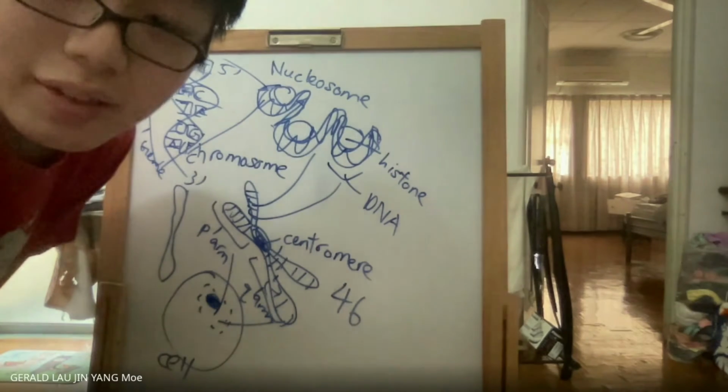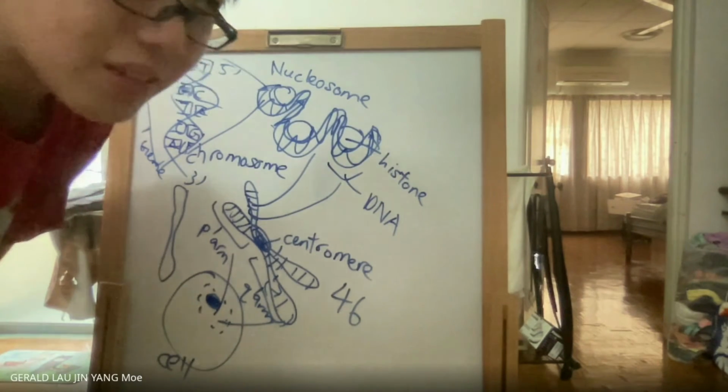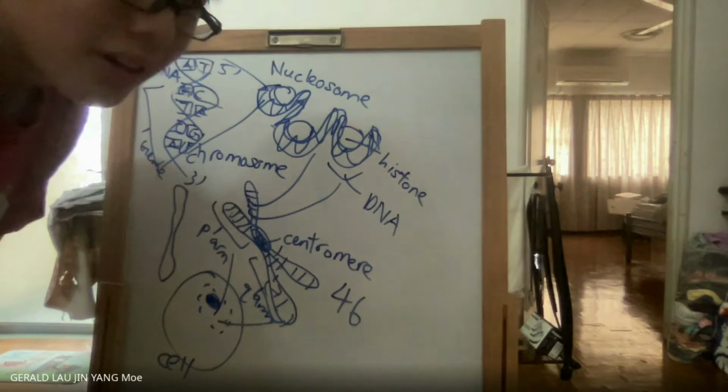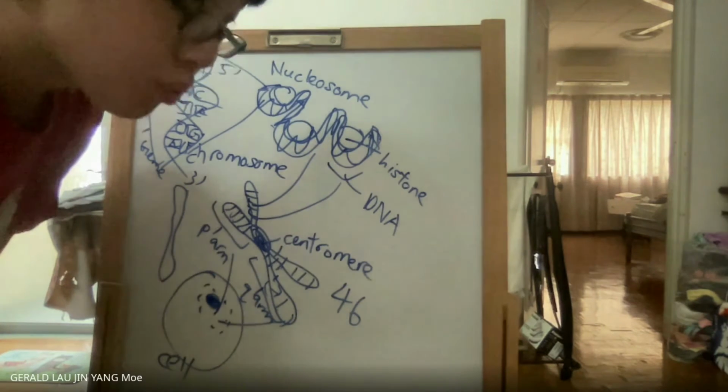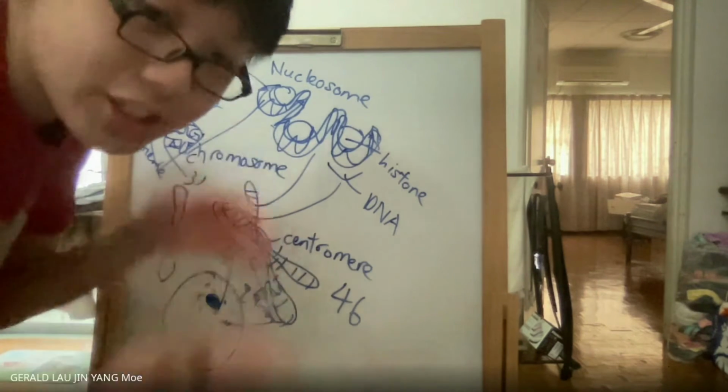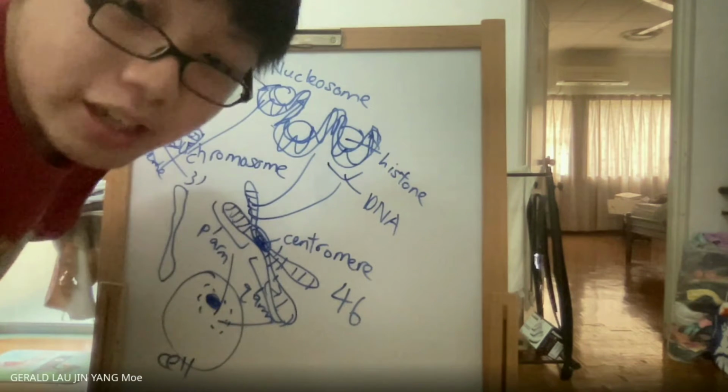Okay, yes, but why is it so complicated? Because humans have so much DNA. You only have 46 chromosomes, but you have so much DNA, so you have to contain all the genetic information inside. Okay, what is 3N?